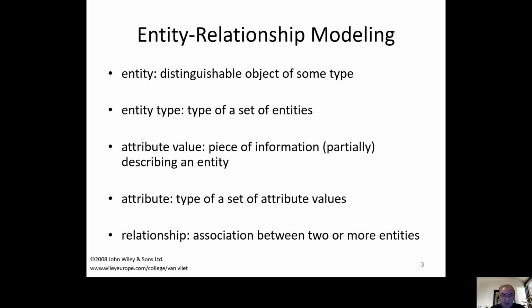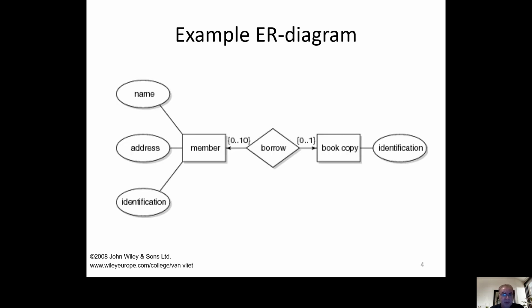Of course, a relationship is an association between two or more entities. So these are pretty rudimentary items. We also have this thing. This is a typical ER diagram. If you look here, for example, the boxes are entities.